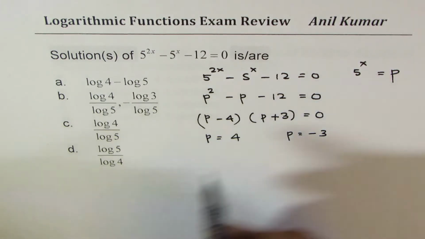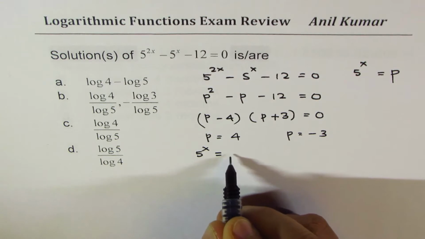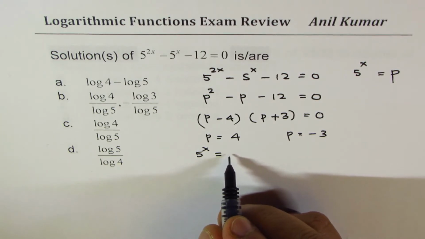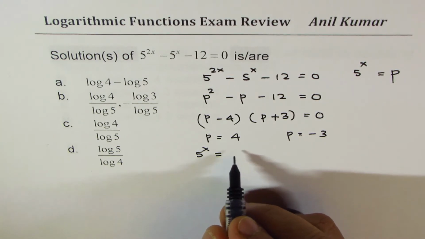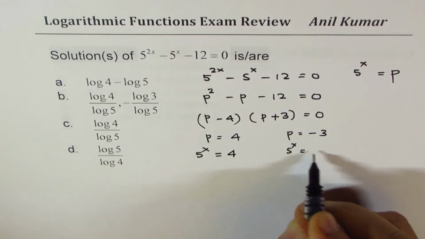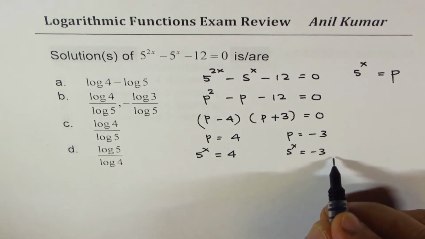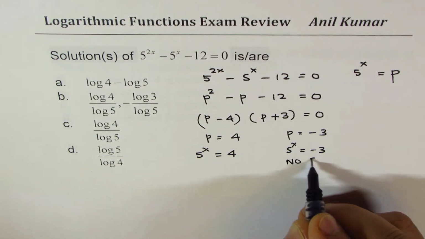So let's substitute back. P as 5 to the power of x is equal to 4, and here 5 to the power of x is equal to minus 3. Now this function is always positive, so here we have no solution.